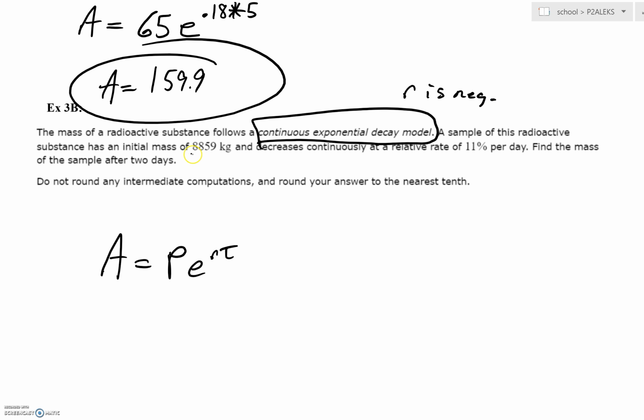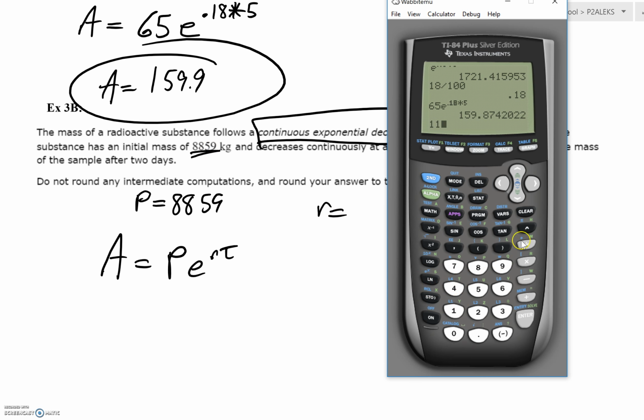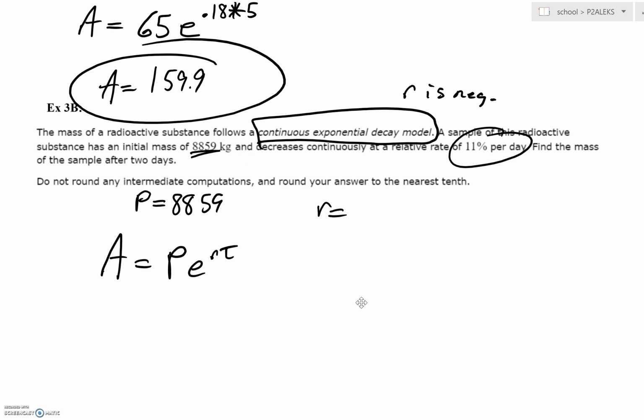They're saying that you have an initial mass of 8,859. That's what you start with. Initial means start. And you've got 11%. So you could say I'm going to take 11 and divide that by 100. And we're going to get 0.11, but guys, it's decay, so we got to make that a negative 0.11. We'd like to know what's happening after 2 days, so I'm going to say t equals 2.